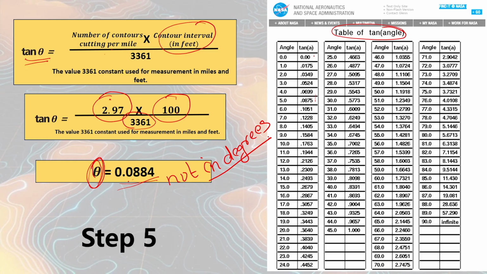What we have is 0.0884. We are going to find the closest value here. The closest value is 0.0875, which means it is an angle of 5 degrees. So from our calculation, what we have arrived at is 0.0884, which translates to a 5-degree slope.